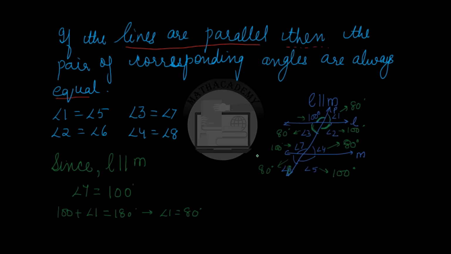In our next video, we will see the alternate angles which are formed when the transversal intersects the two lines and the co-interior angles.